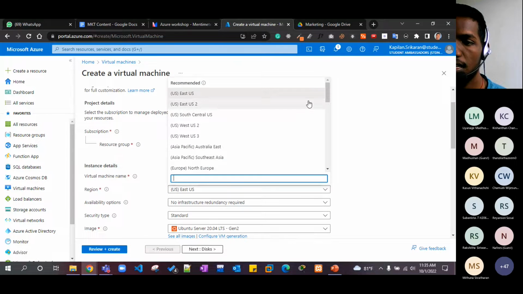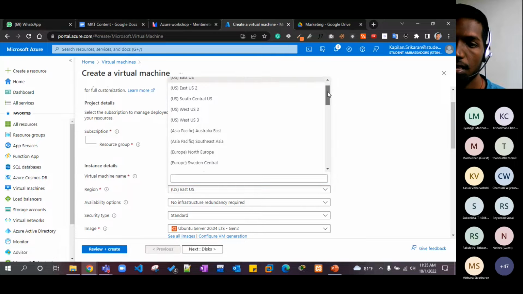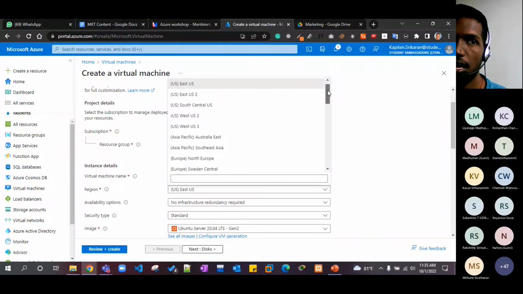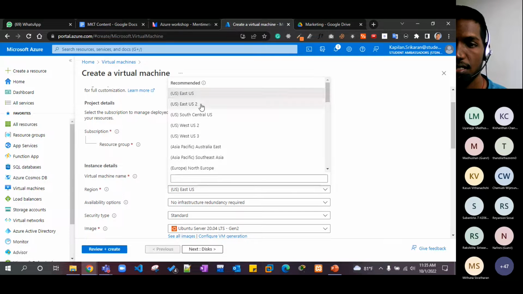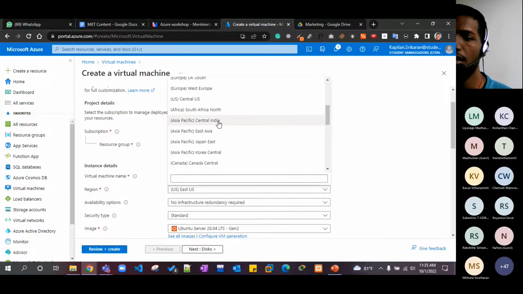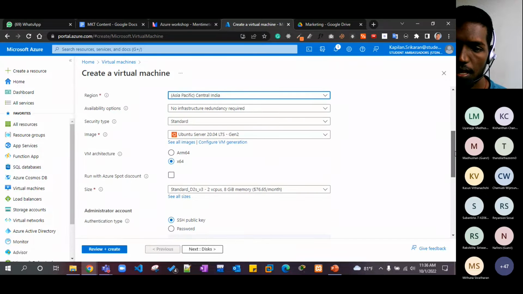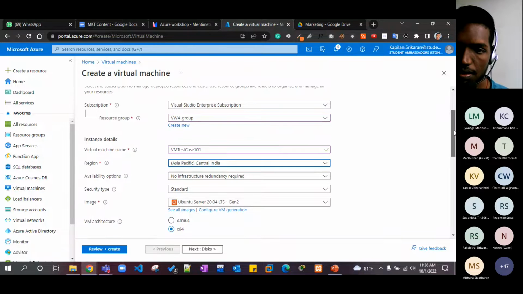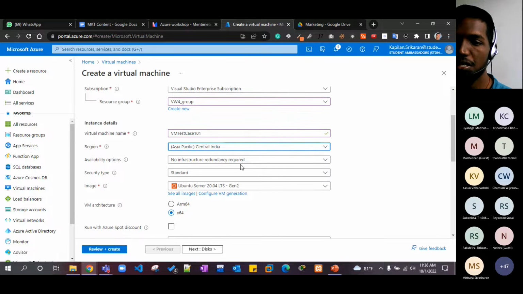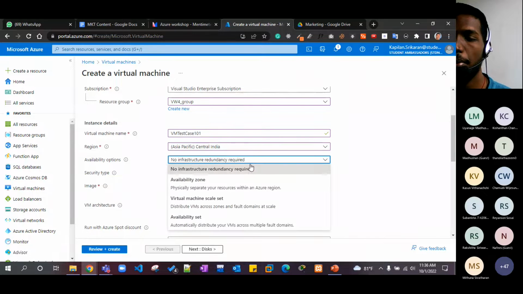The region is a data center nearest to you, right? Some regions have some services, and some regions don't support some services. US regions support most of the services. Here we can also pick one nearer to India, so Asia Pacific. I go with that one, and all the services are available from India as well.